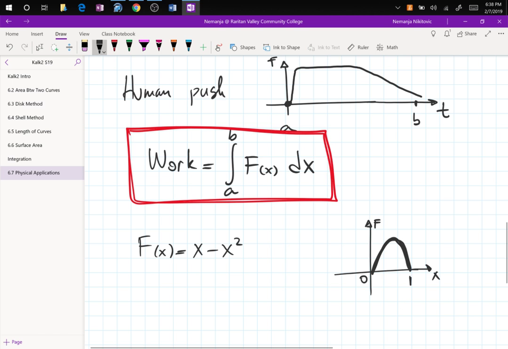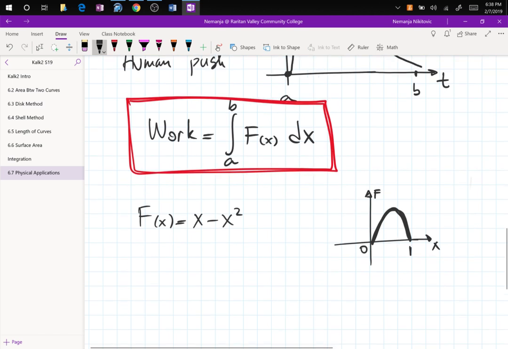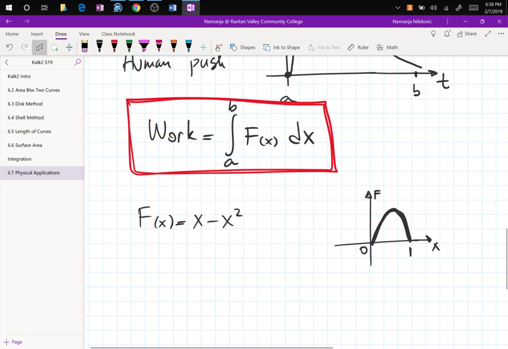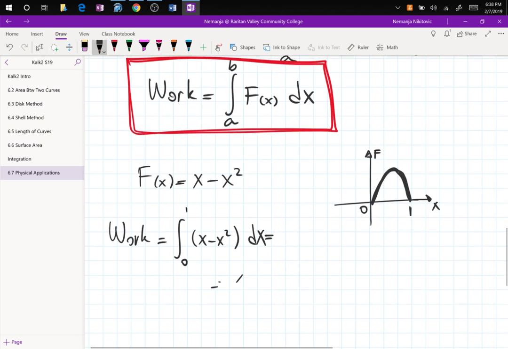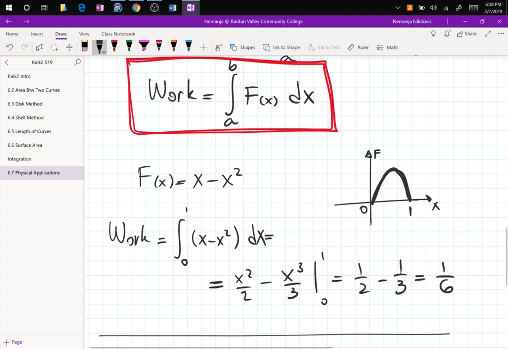So, can we calculate the work? The answer is sure. How much work is done from, let's say, 0 to 1? So, work would simply be the integral from 0 to 1 of x minus x squared dx, and you just compute this. So that's x squared over 2 minus x cubed over 3 from 0 to 1. So that's 1/2 minus 1/3, which is 1 over 6, and the amount of work is 1/6. This could be in joules, could be in calories, depending on what you are computing.